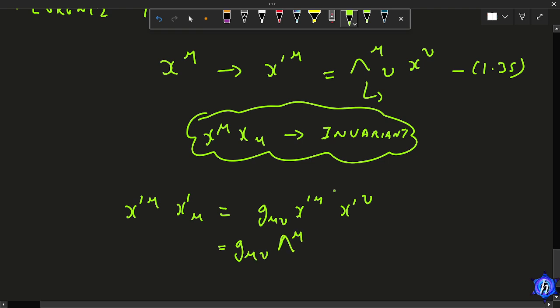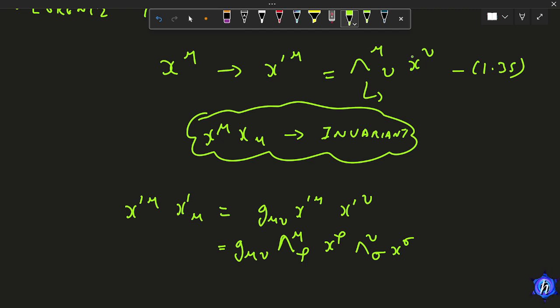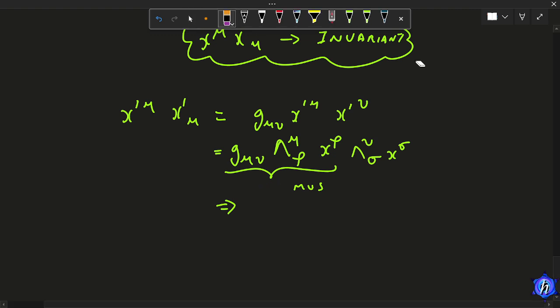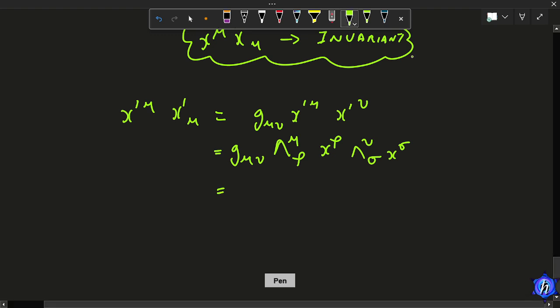Which index should we take? We'll take rho, x rho, sigma, sigma. We merely introduce this definition here just by keeping the indices contracted. Okay, they are contracted. Now you see it's balanced. So this can be written as, just merely shift it.